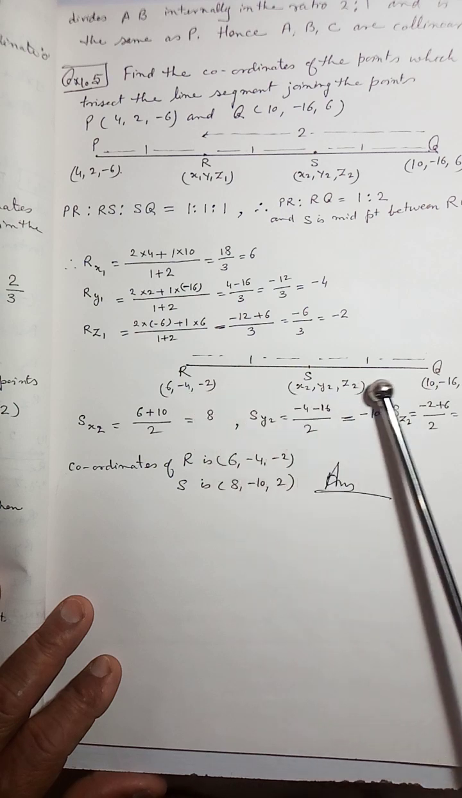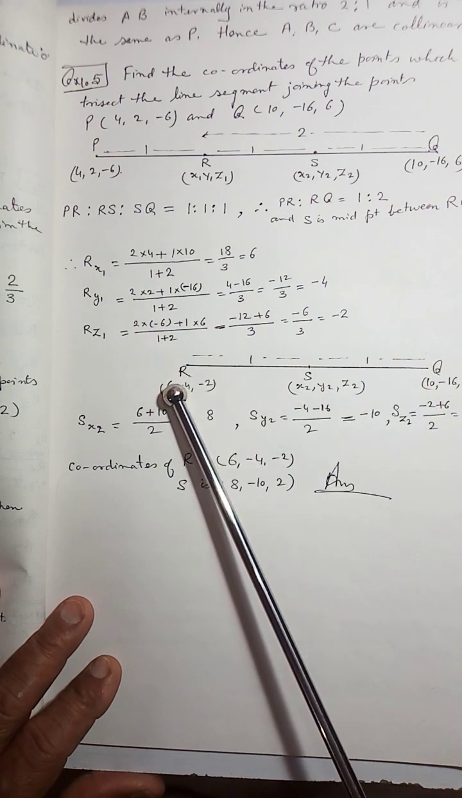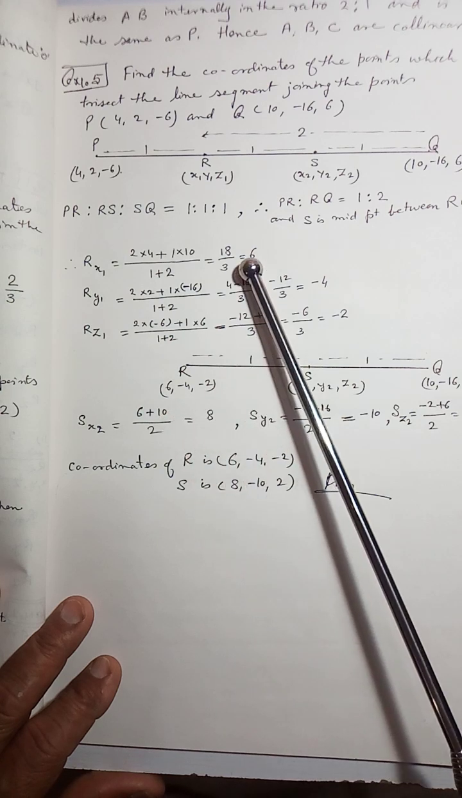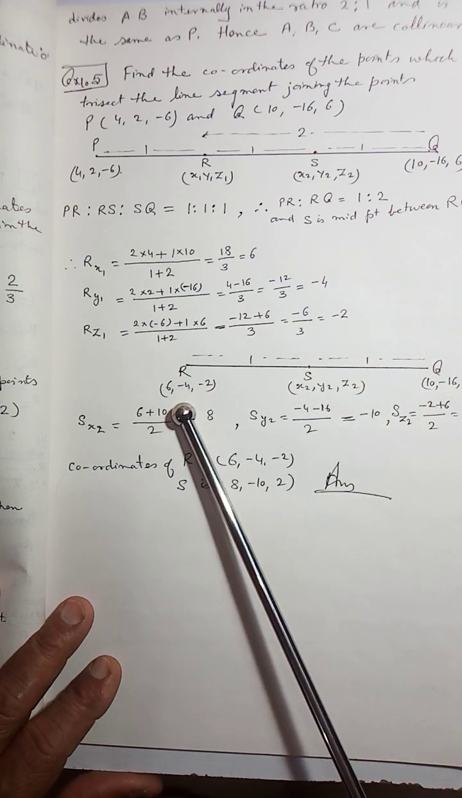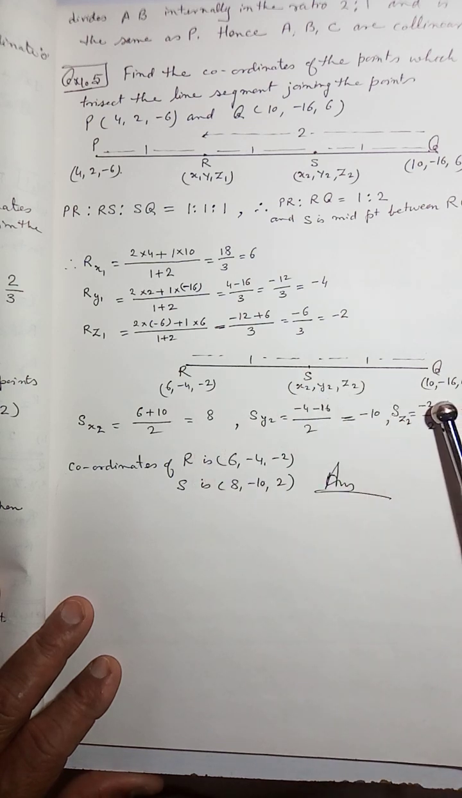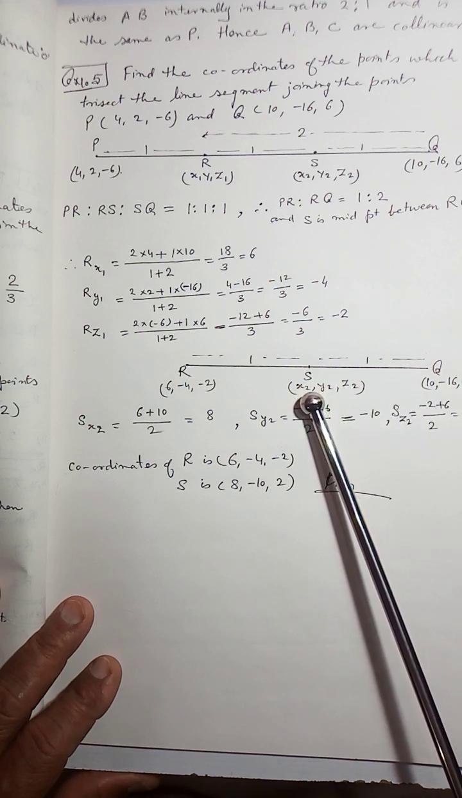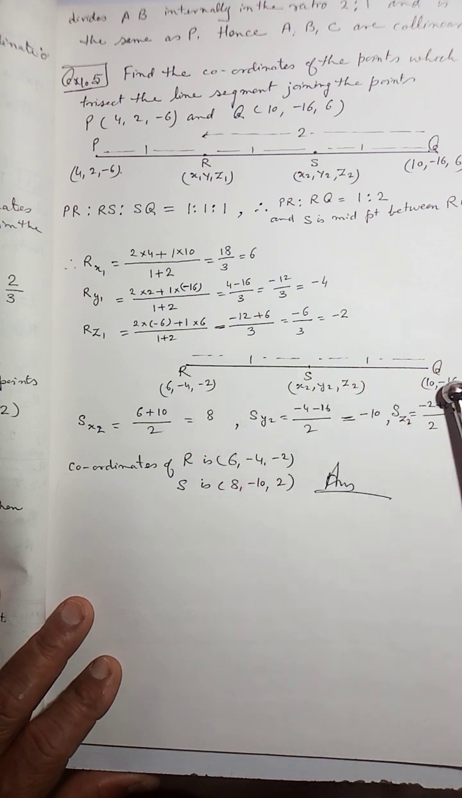Now we have got the coordinates of the point R, that is (6, -4, -2), and Q is (10, -16, 6). The point S is the midpoint between R and Q.